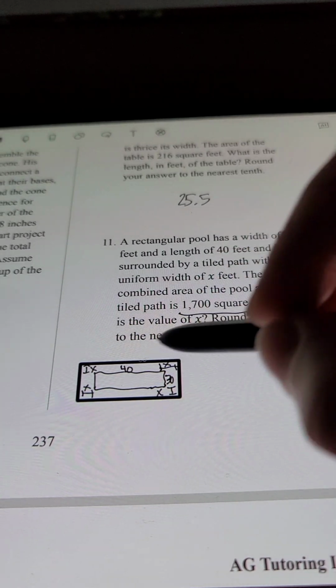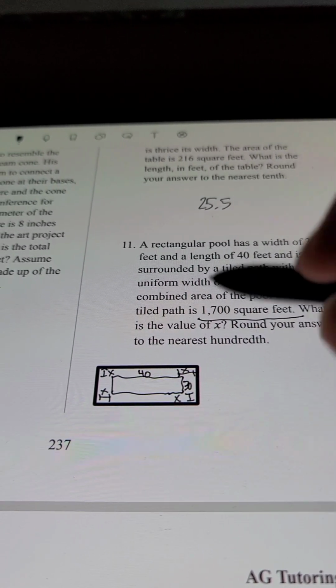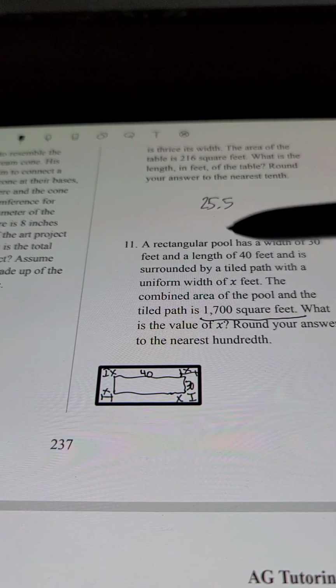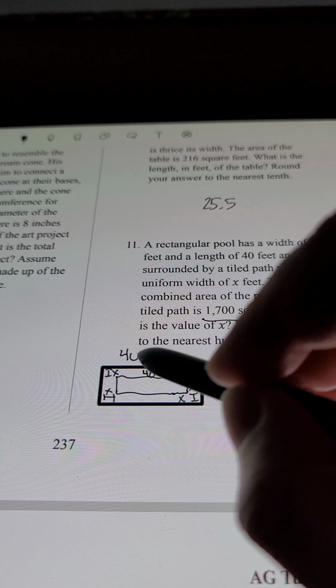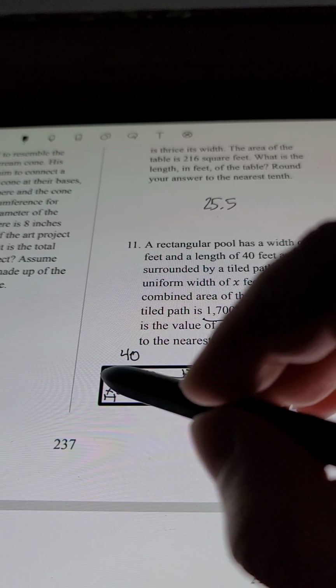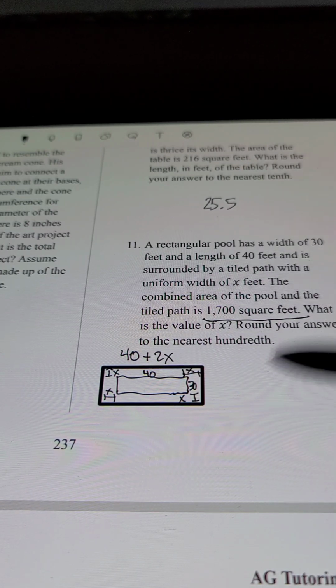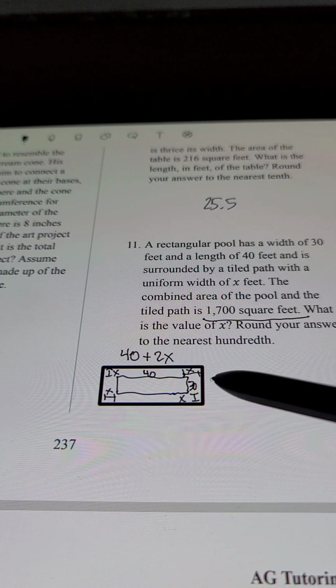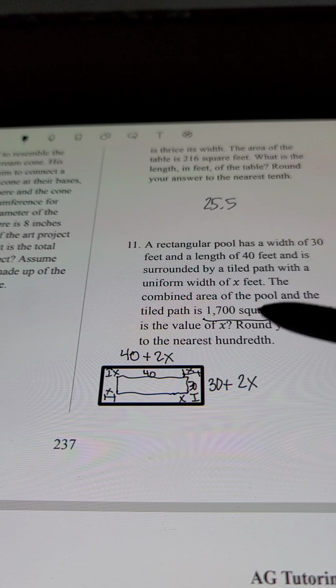So let's think how we could represent the length and width of the larger rectangle, because length times width gives you area. So the length of the larger rectangle could be 40, because you have the 40 right there, plus X amount this way and X amount this way, so plus 2X. And then you could apply that same sort of logic to finding the width. So it's already 30 plus X going this way, X going this way, so 2X. And then length times width gives you the area, 1,700 square feet.